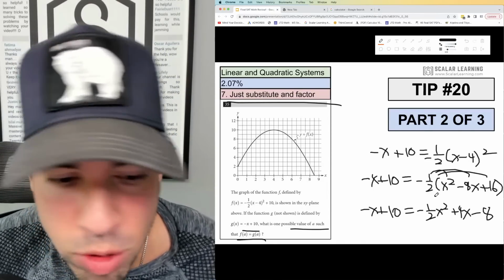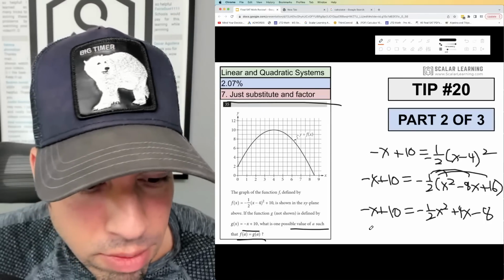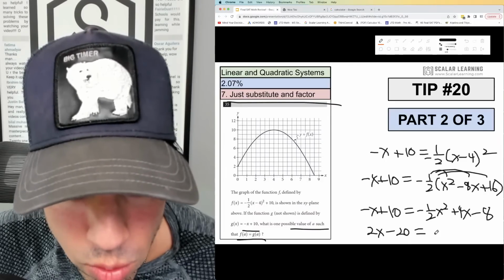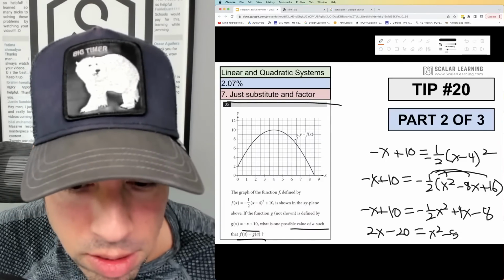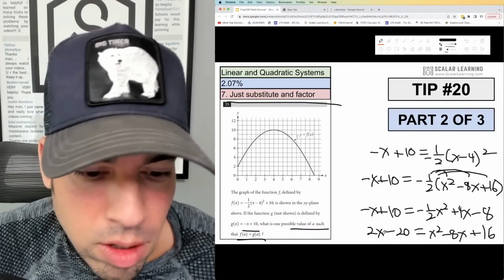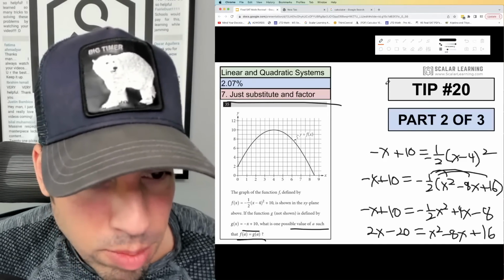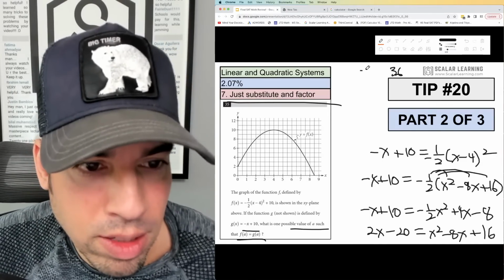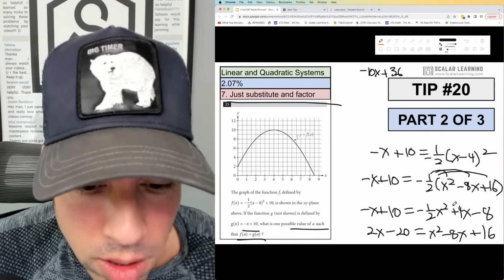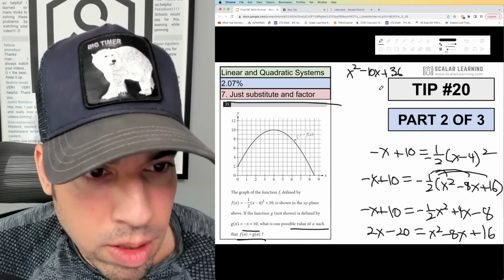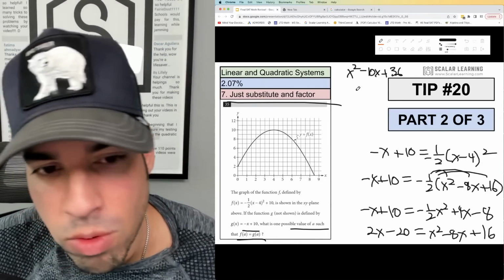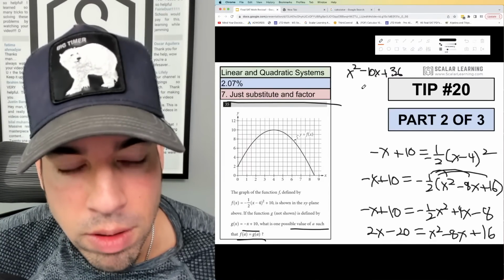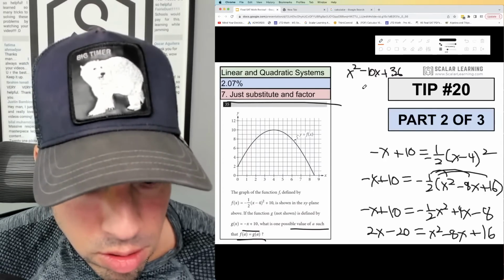Let's see, what should we do here? Let's multiply everything by negative 2 to get rid of that 1/2 and make it positive. So then we got 2x minus 20 equals x squared minus 8x plus 16. Then I'm going to add 20. That's going to be 36. I'm going to subtract 2x. That's going to be negative 10x. And I still got the x squared here. And then we're going to factor this. What would it be? 4, 9, 12, 3, 6, 6.